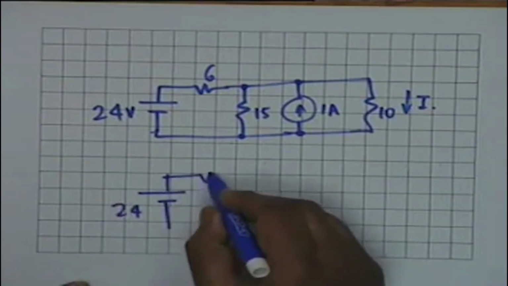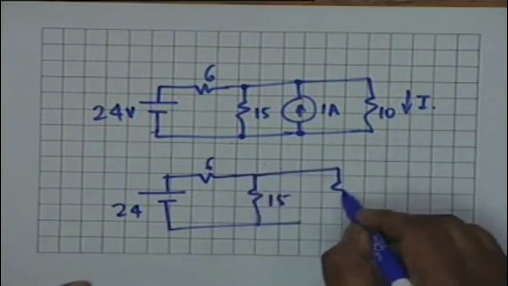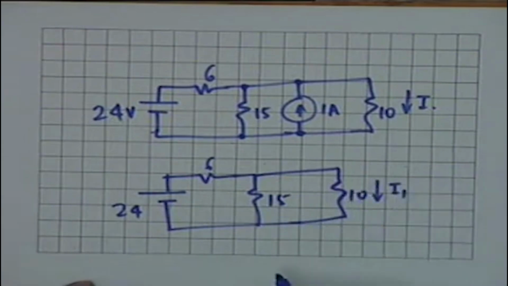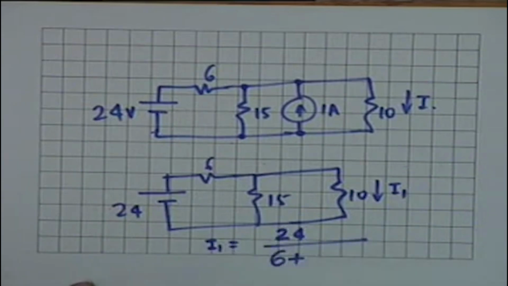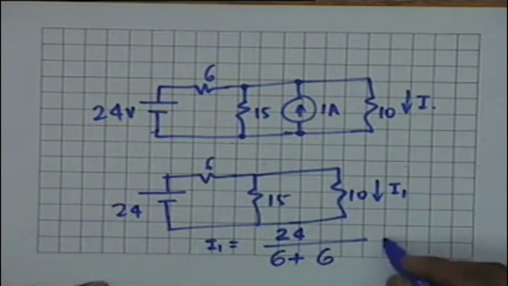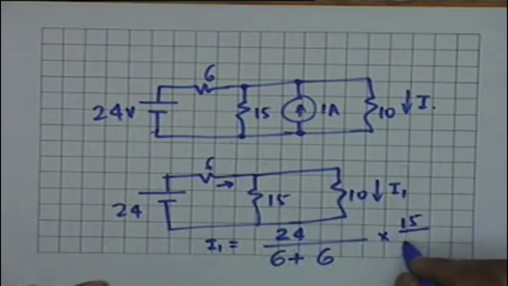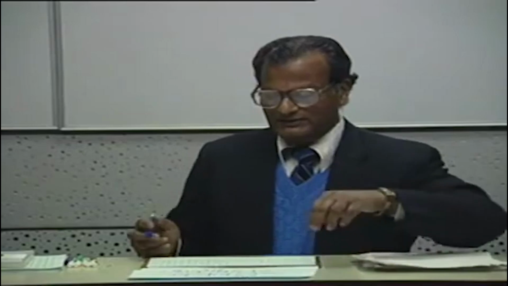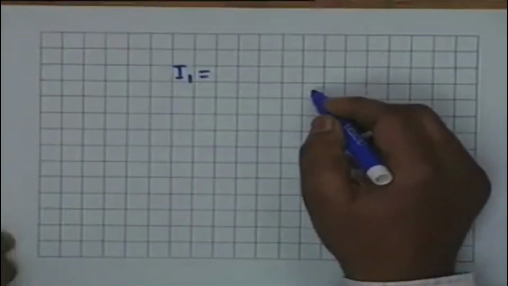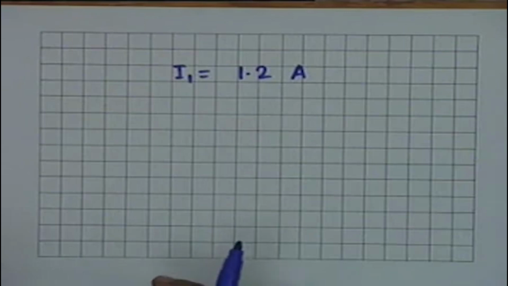One is 24, 6, 15. The 1 ampere source is killed, so it's opened, and then you have a 10 ohm, and this current is I1. Obviously I1 is equal to 24 divided by 6 plus, what is the parallel of 15 and 10? 150 over 25, that is also 6. All right, multiplied by this current divides into two resistors, 10 and 15. So 15 divided by 25, which obviously gives I1 equal to 1.2 amperes. Pretty smart.